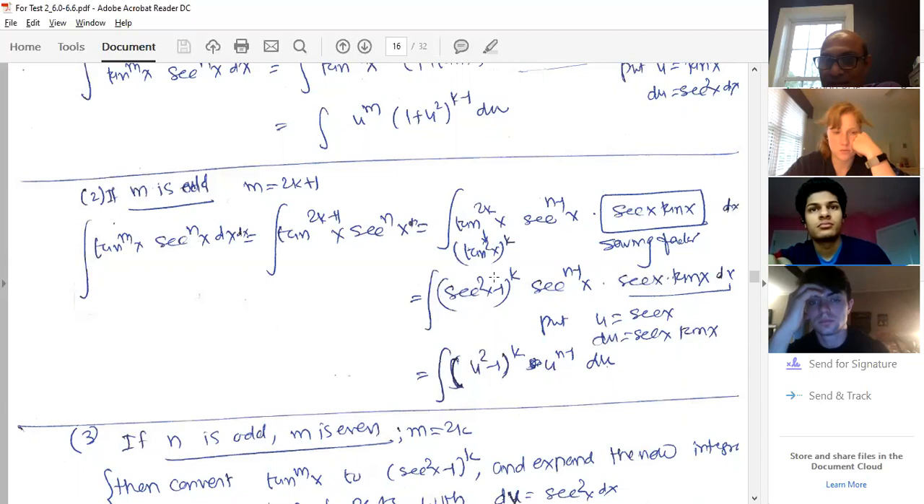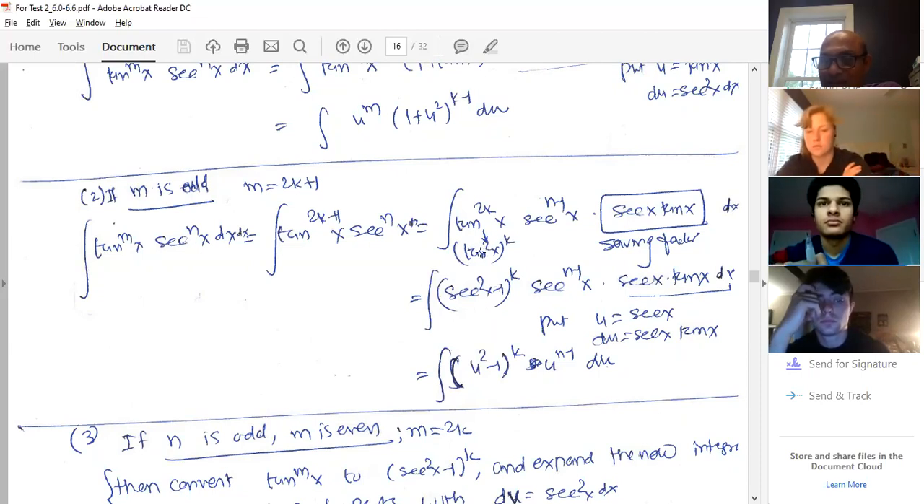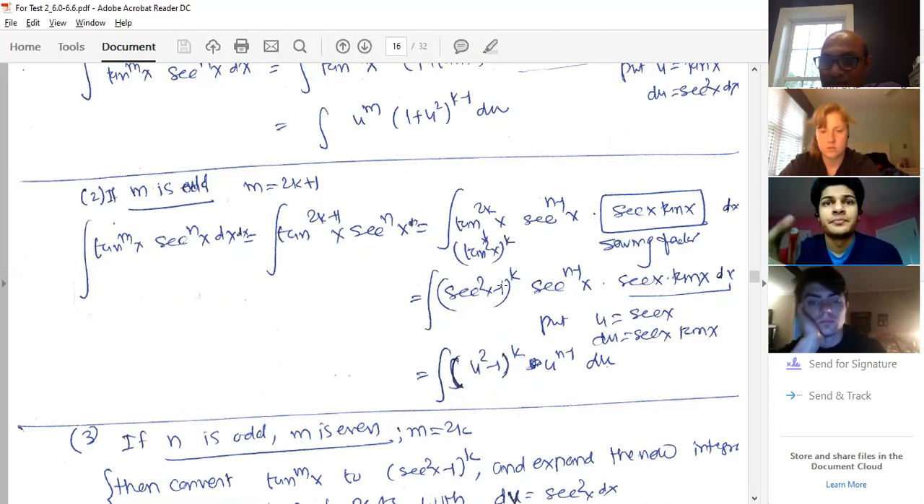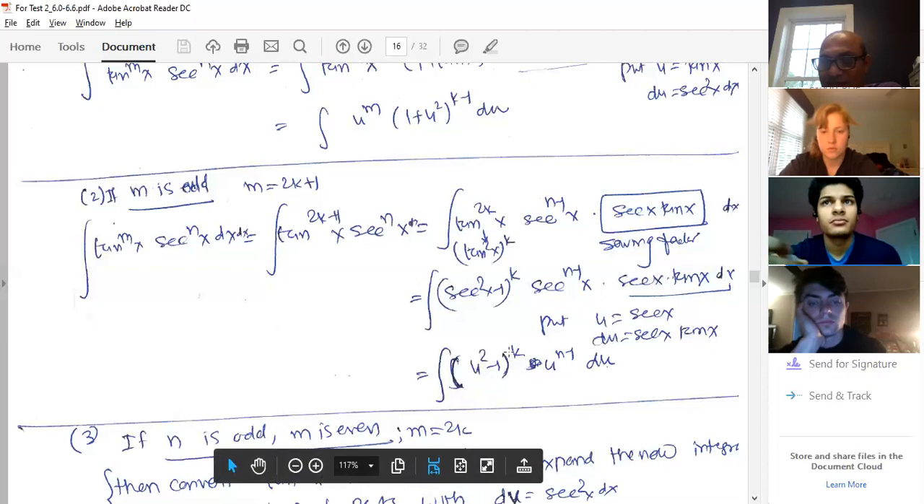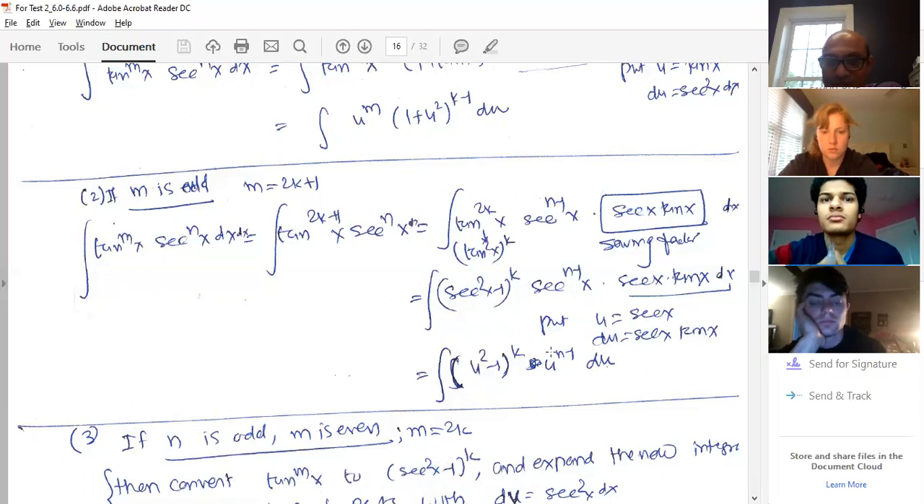This 2k can be written as tangent square to the power k. Tangent square is secant square x minus 1, from the trig identity secant square minus tangent square equal to 1. So tangent square x equals secant square x minus 1, and secant to the power n minus 1 x as it is. And this is my saving factor. As I told you, u equal to secant x, derivative secant x tangent x, this is my du. This is u square minus 1 to the power k and u to the power n minus 1. Then I can simplify this part, multiply with this one and go for the integration.